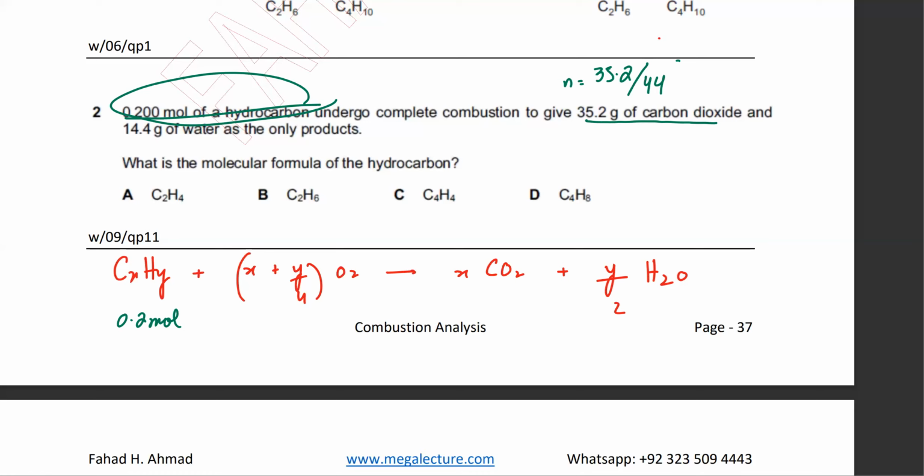What is 35.2 divided by 44? 0.8. And so for this, you're getting 0.8 moles. And the next one is water, 14.4 grams of water. You can find the moles of water as well: 14.4 divided by the MR.